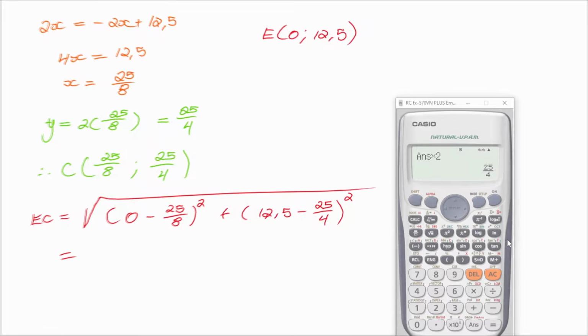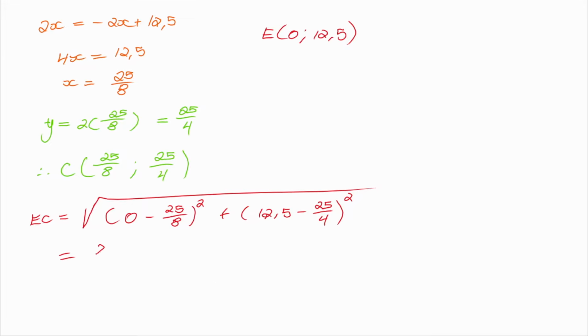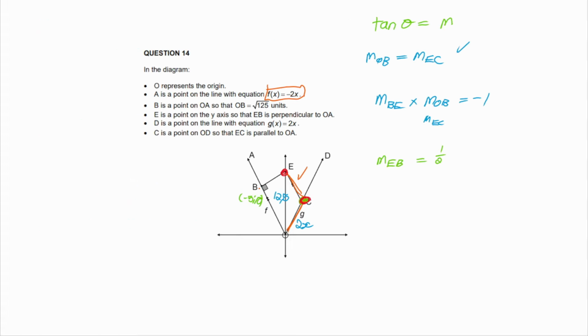I'm just going to put this in my calculator: minus 25 over 8, that thing squared, plus 12.5 minus 25 over 4, that thing squared, and I get 25 root 5 over 8. I'm going to leave it like that, I don't want to round. 25 root 5 over 8 units. So I got some progress cooking up over here.